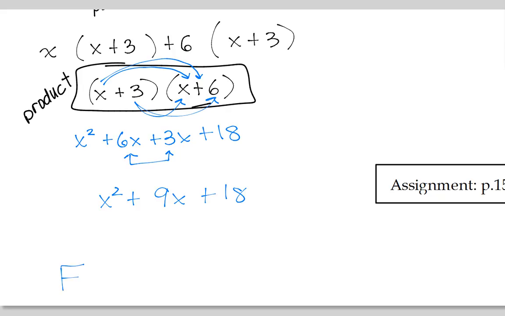This is called FOIL. It has an acronym. Yeah. First, outer, inner, last. This is the first, this is the outer. This is the inner, this is the last.